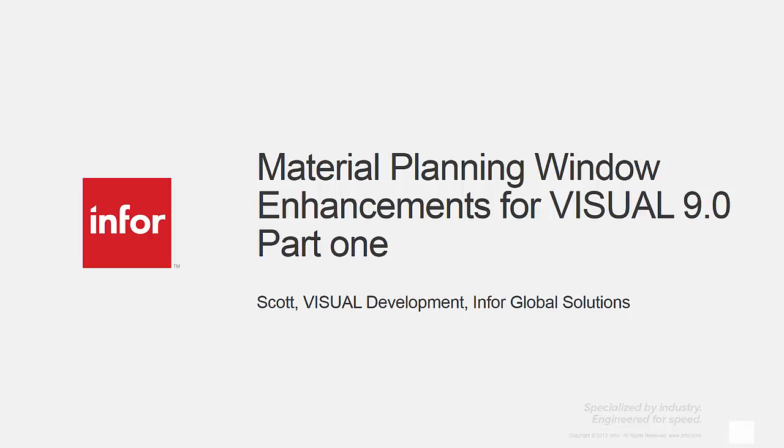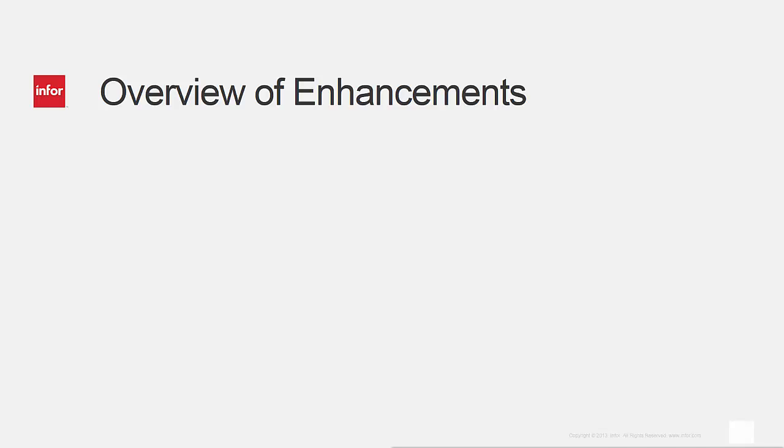I would like to welcome you to the first of two videos discussing the enhancements made to the material planning window for version 9.0. The material planning window has been enhanced with additional tools that make it easier for you to see what is transpiring with the parts in your system, and as a result to make more informed decisions when managing your inventory, especially when working in the advanced mode of the window.